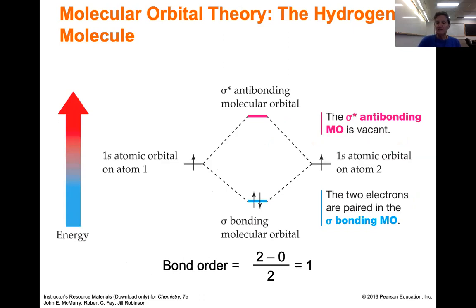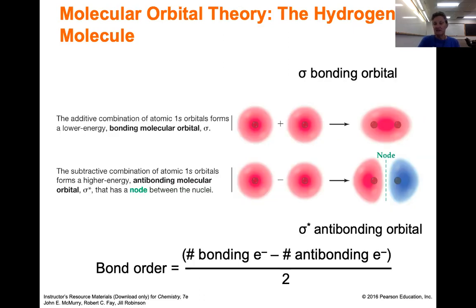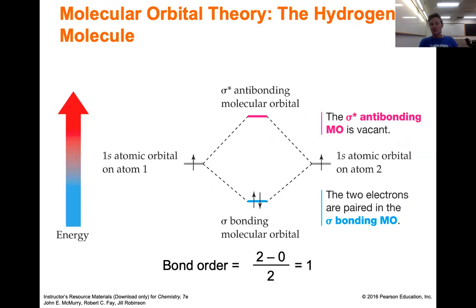When you've calculated these on the computer, what you'll find is that they'll have different energies. And in the central part of this slide, it's showing you that the bonding orbital has lower energy, so the electrons will go in there first, and then the anti-bonding orbital is much higher in energy.